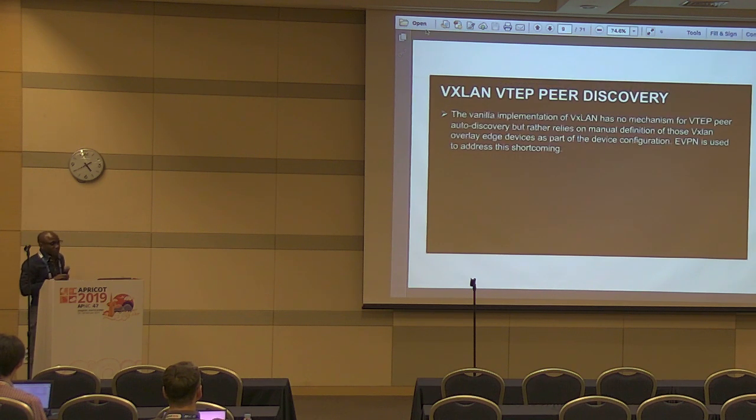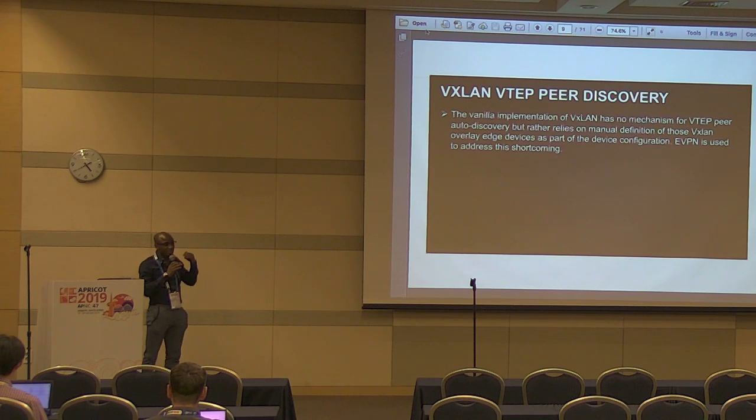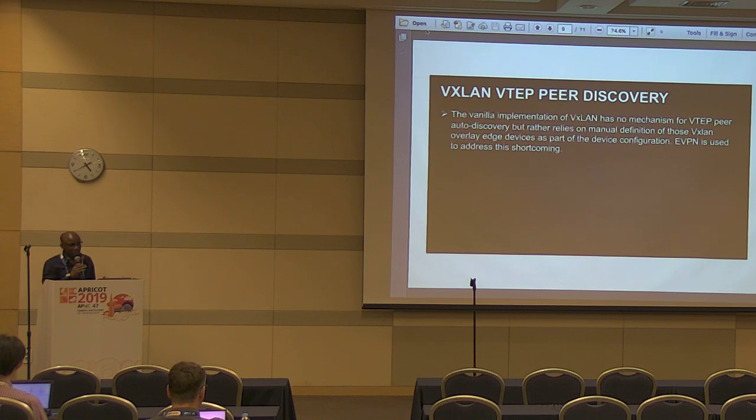Vxlan VTEP peer discovery. Today, in the vanilla implementation of Vxlan, there is no VTEP auto discovery. VTEPs are the devices that do the packet encapsulation and decapsulation within the Vxlan context. So you have to manually define your remote VTEPs, essentially. So no auto-discovery within the vanilla VTEP implementation. However, that is actually alleviated with EVPN.